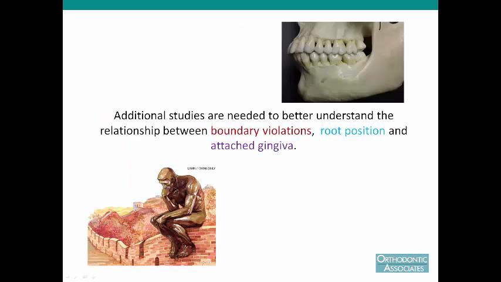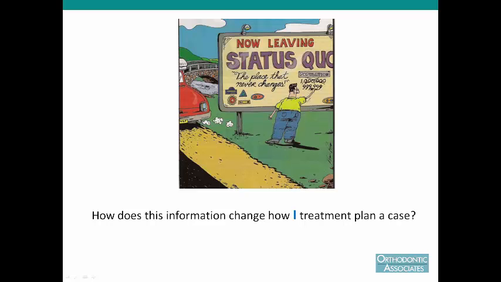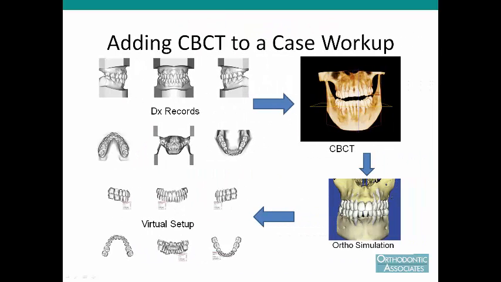But for sure, additional studies need to be performed so that we better understand the relationship between boundary violations, root position, and attached gingiva. So how does this all change the way I treatment plan my cases? Well, I don't take a cone beam CT on every single case. At this point, I probably should, but I don't.